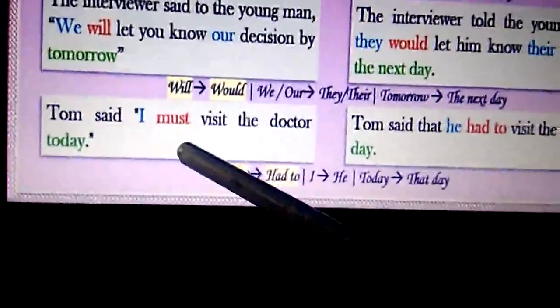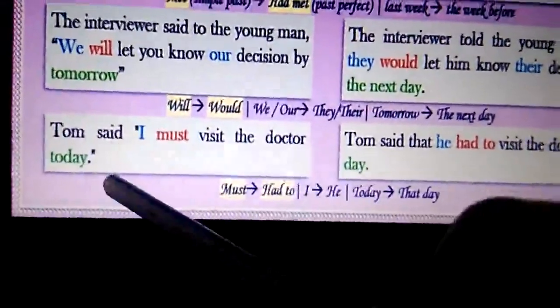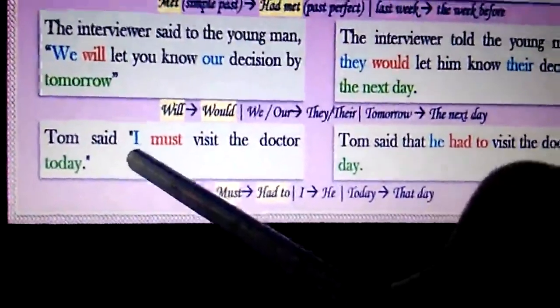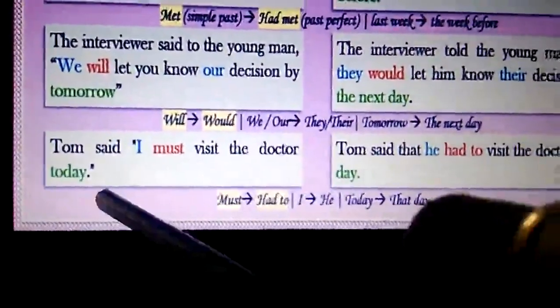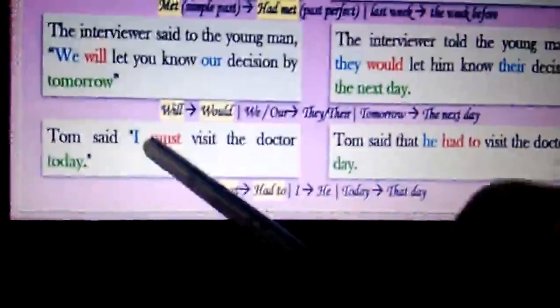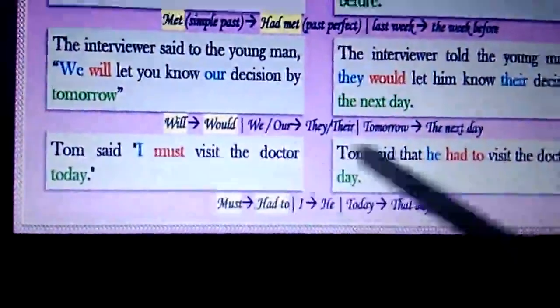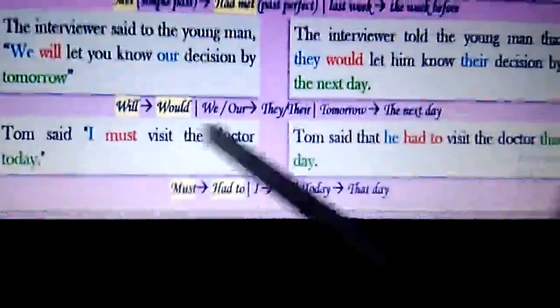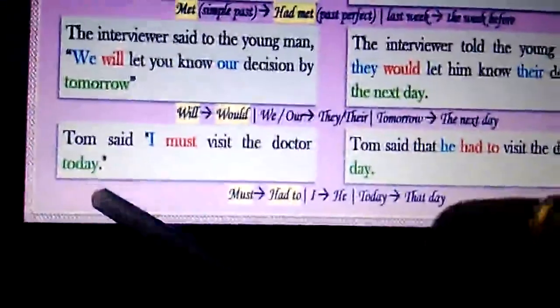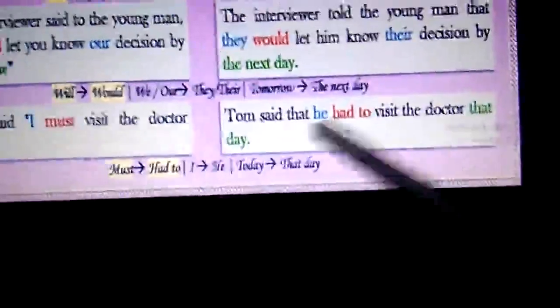Next, Tom said, "I must visit the doctor today." Here, the pronoun I has changed because the subject of the sentence is Tom. So, accordingly, it has changed to he. Must changes to had to. And today changes to that day.